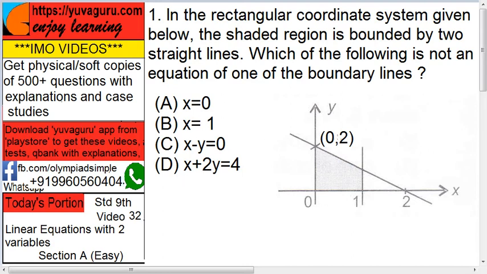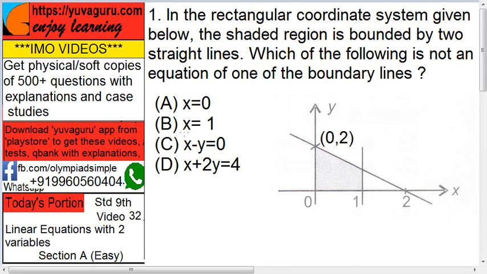So let's start. First is x equals to 0. X equals to 0 means it will be the y-axis. So y-axis, yes, it is bounding. X equals to 1. What is x equals to 1? This is x equals to 1. This is a straight line, a line parallel to the y-axis. Always remember, when there is no y coordinate in any equation, it is a line parallel to the y-axis, and when there is no x coordinate in any equation, it is a line parallel to the x-axis.